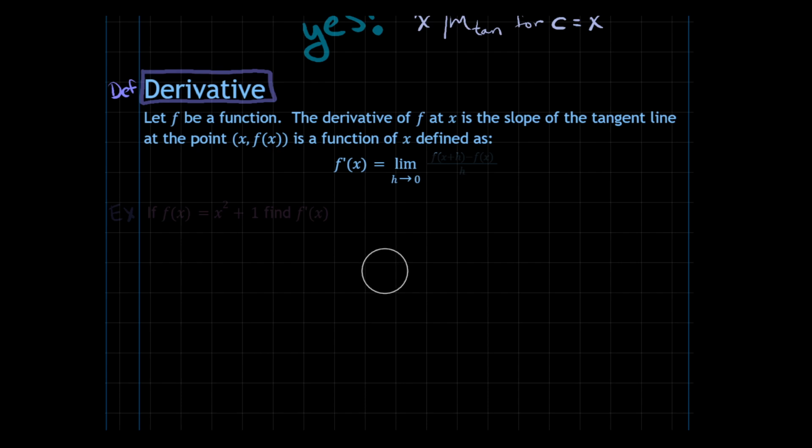That's still going to be a limit as h goes to 0. It's going to be just like what we did before, but the c is going to be an arbitrary x now. Okay, we don't have an actual number for x. We're going to let it be an x. So let's see what that looks like.